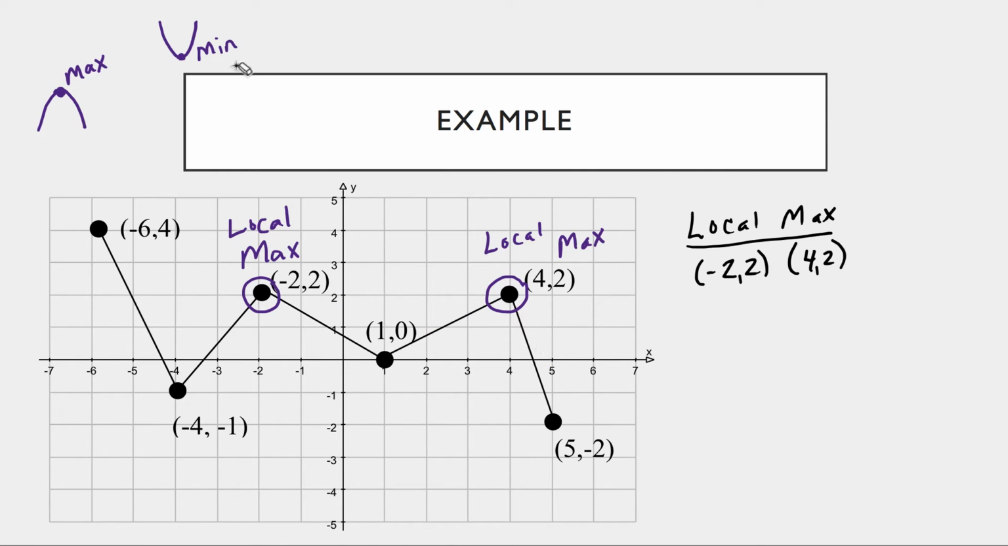All right, so let's think about local minimums on the graph. So we would have a local minimum here. We see that the graph is coming down on one side and going up on the other. We would also have a local minimum here. Again, the graph is going down and then the graph is going up.